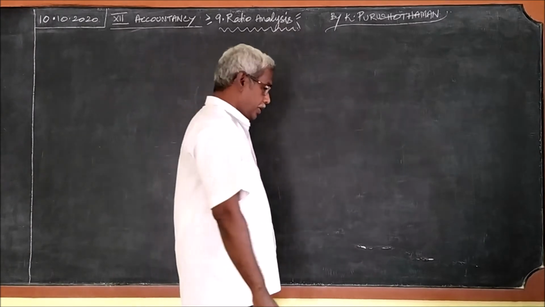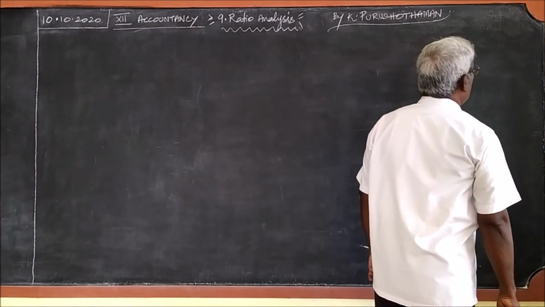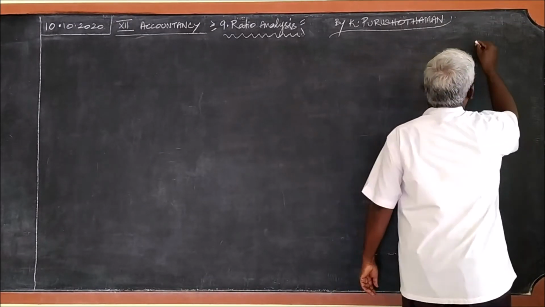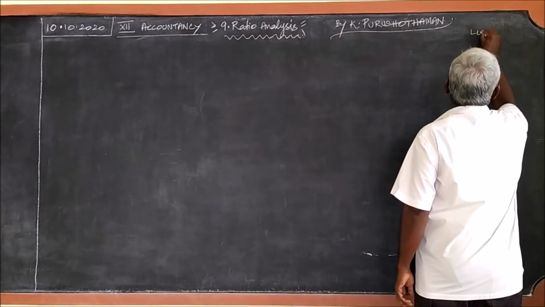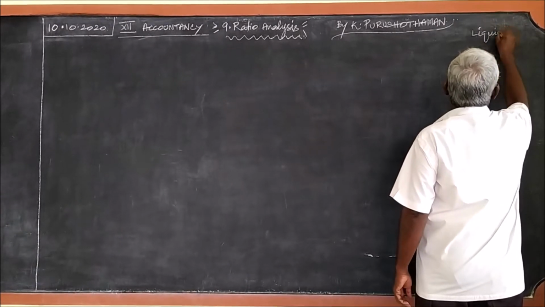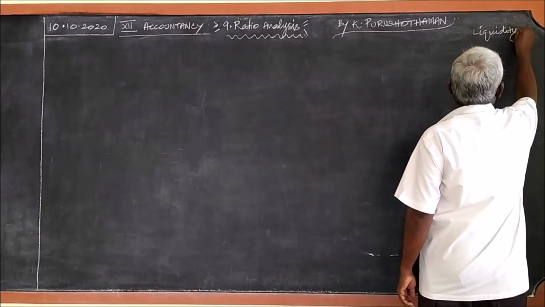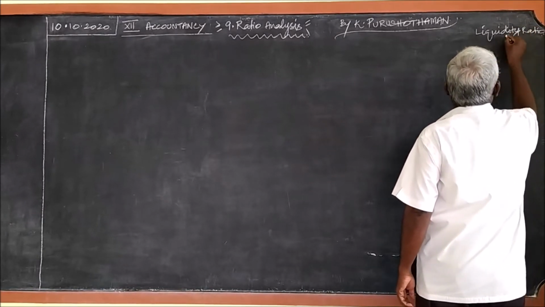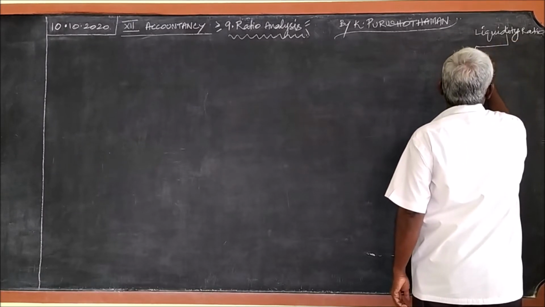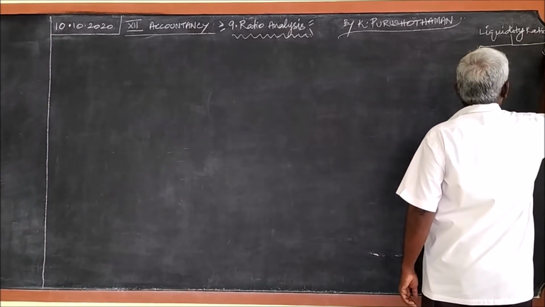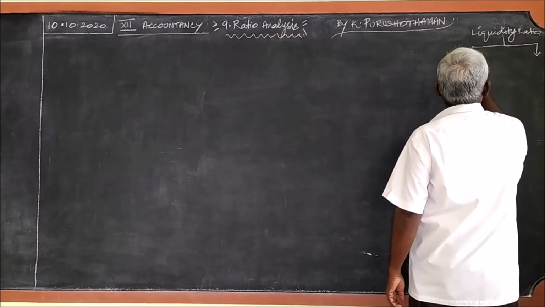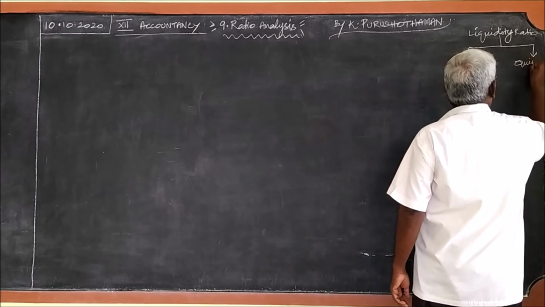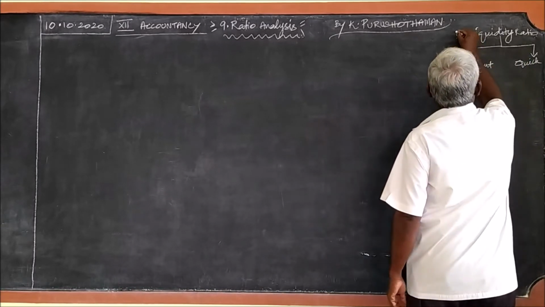Okay, good morning students. We have seen so far two types of ratios. One is the liquidity ratio, under which there are two types. One, current ratio, the other one is quick ratio. This is one.